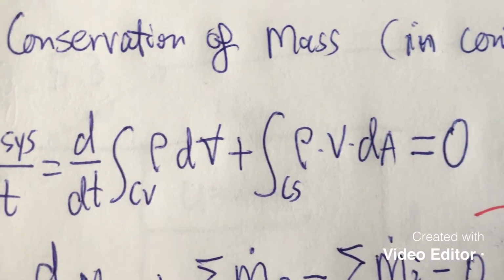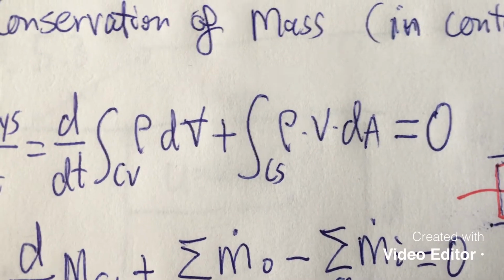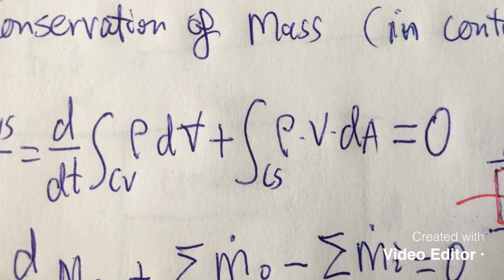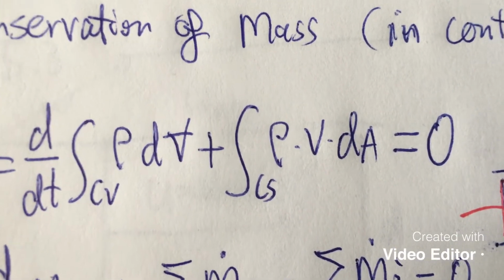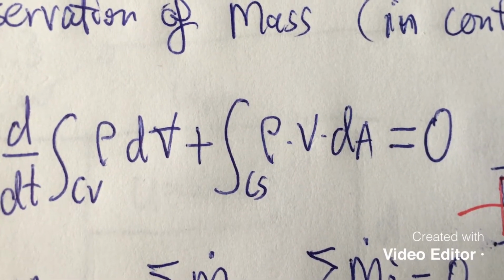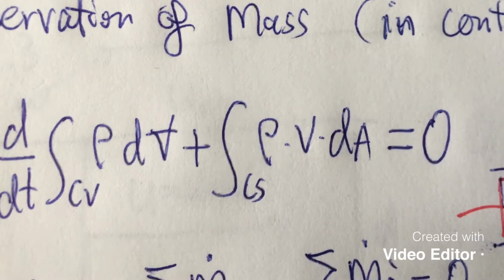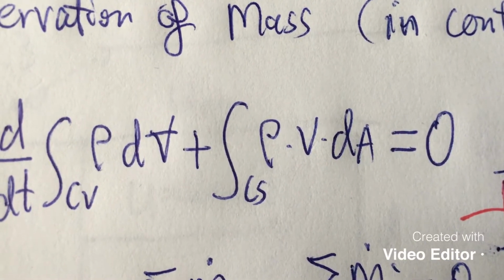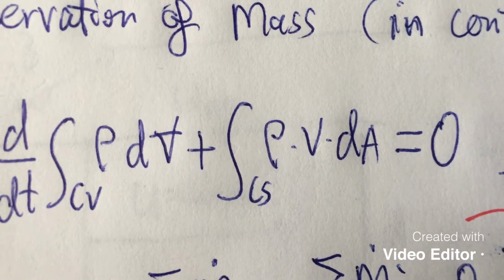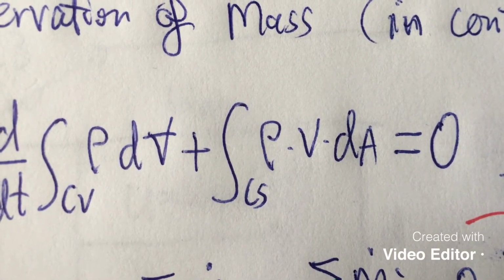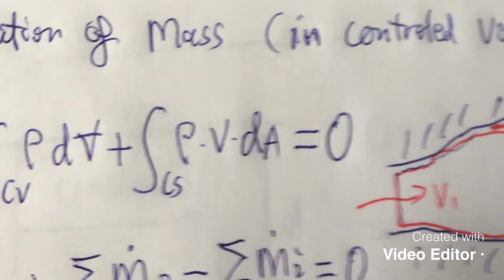So this term means the time rate of change of mass in the control volume. And the last term is the integration over the CS of rho V dA. V here is velocity. Remember, what is rho V dA? That's the mass flow rate. So it's the mass flow rate through the control surface, integrated over the control surface.